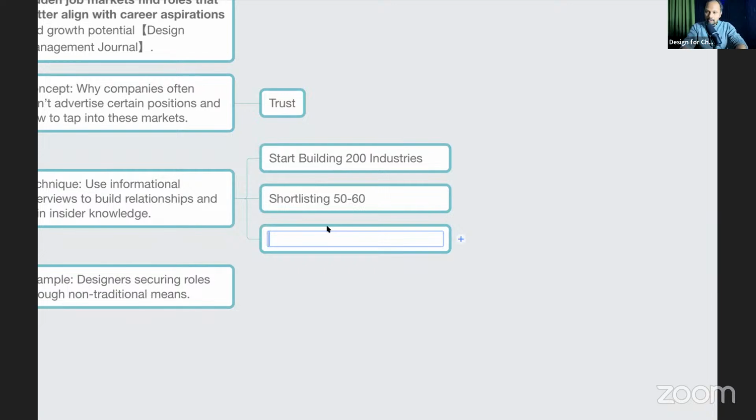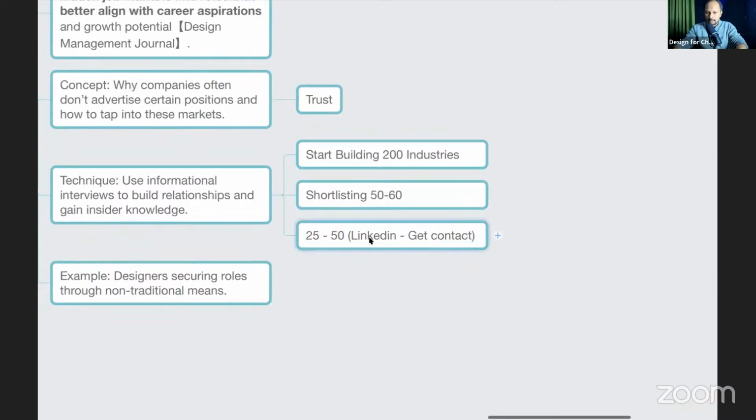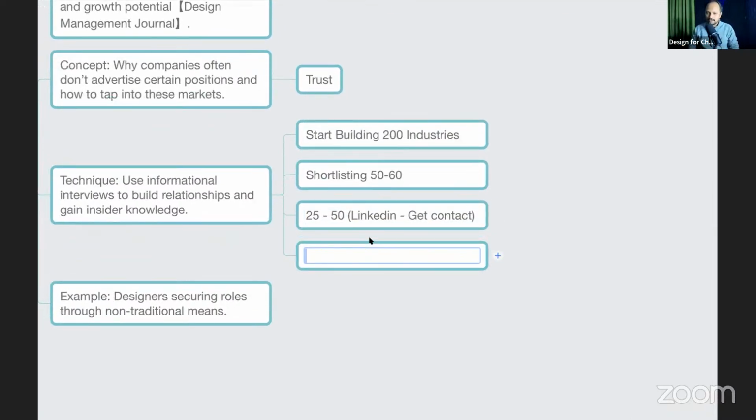Out of these 50, 60, you will start targeting the first 25 industries, or at most even 50 you can target. But these people you will have to approach on LinkedIn, or maybe on other social media platforms, or even get a phone call or interview, you will have to just get in contact. If you interface with, let's say, two people per industry, that is 100 people. Out of these 100 people, you will have to ask for something called informational interviews.